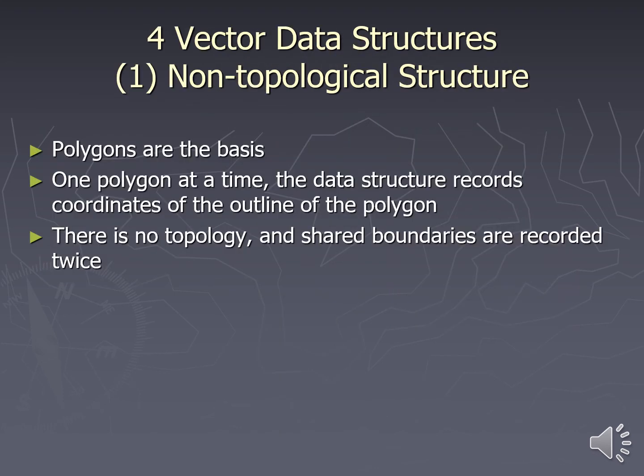Okay, so vector data structure is the non-topological, so the non-comparison. Polygons are the basis. One polygon at a time, the data structure records the coordinates of the outline of the polygon. So essentially it considers the shape as the base and the coordinates of the outline are considered. There is no topology and the shared boundaries are recorded twice. So what that means is that when you have multiple polygons within a data set, if there are shared boundaries, those boundaries are then recorded twice. It also means that it ends up recording something twice, and therefore you don't know the relationship between them in terms of data structure, and 2, you're taking up more computer memory.